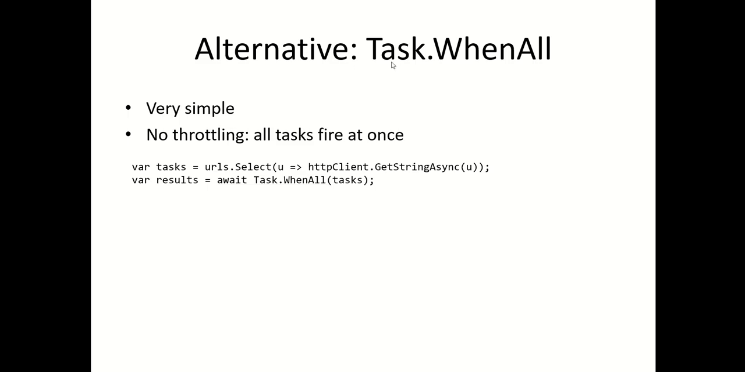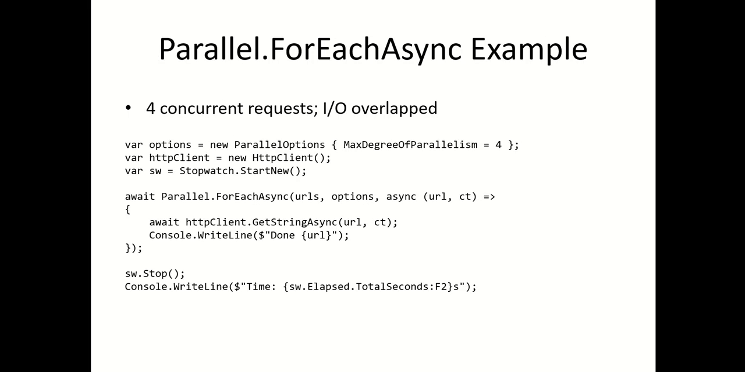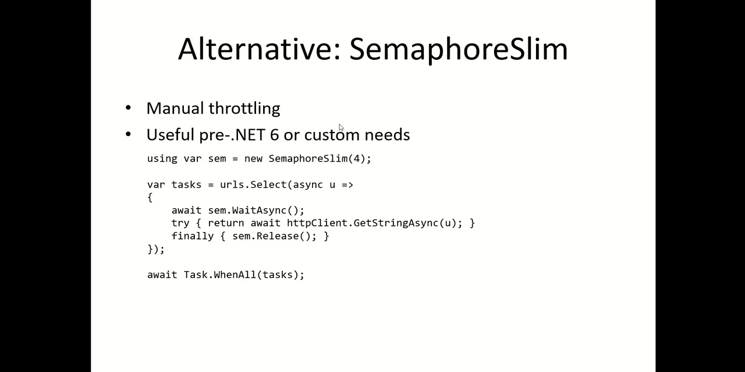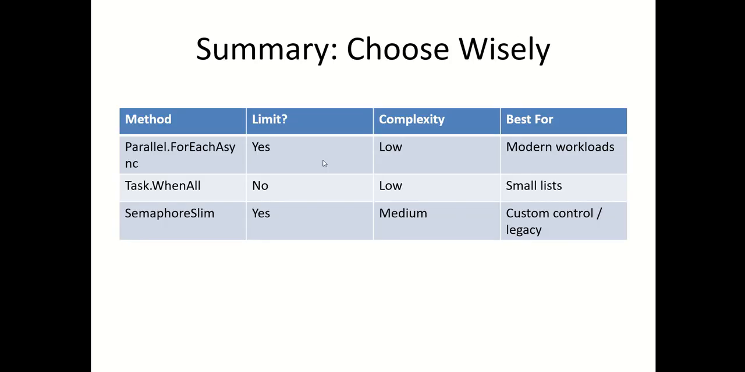And if you see one more alternative, Task.WhenAll. Here we can't control how many requests we issue. No throttling here because all tasks fire at once. It's very simple, but all tasks fire at once. Suppose we have 100 tasks, it's going to issue all 100 tasks at one time. So our servers could be busy, so we should not use it in that scenario. For SemaphoreSlim, we have to write manually. And in summary, these are the summary.